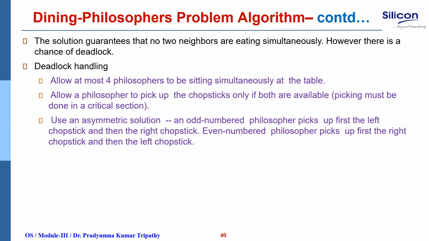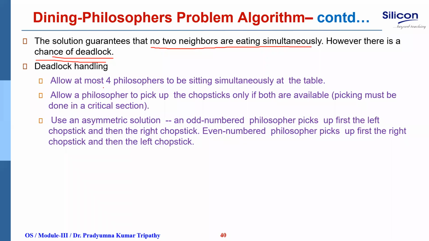The solution guarantees that no two neighbors are eating simultaneously. However, there is a chance of deadlock. It is ensuring that two are not eating simultaneously, that is true. But this doesn't give a guarantee that deadlock will never occur.